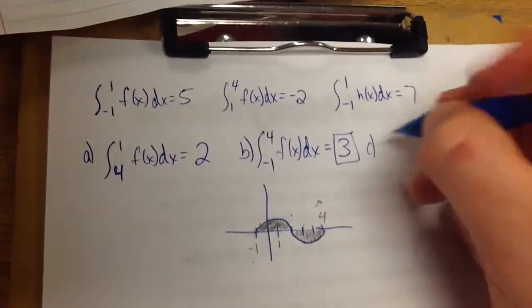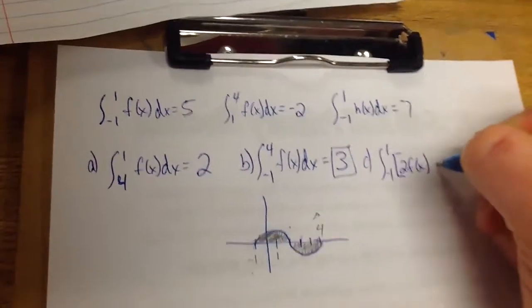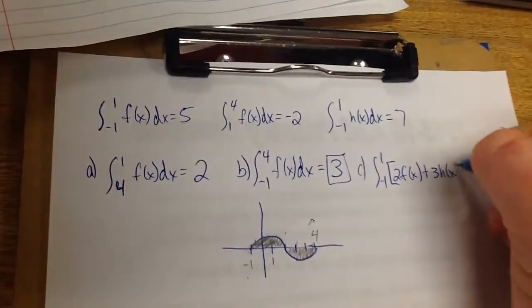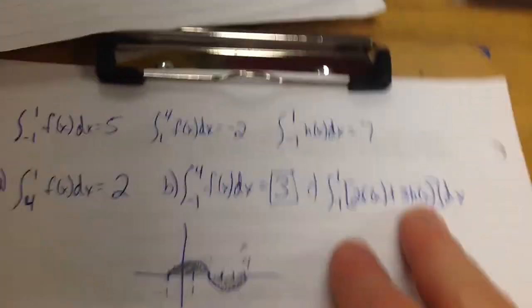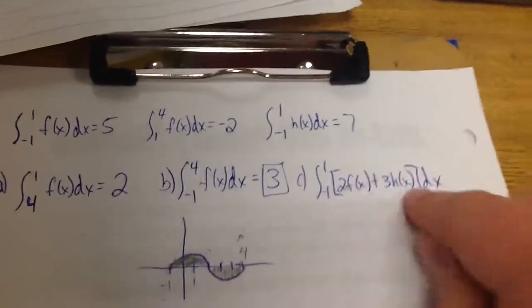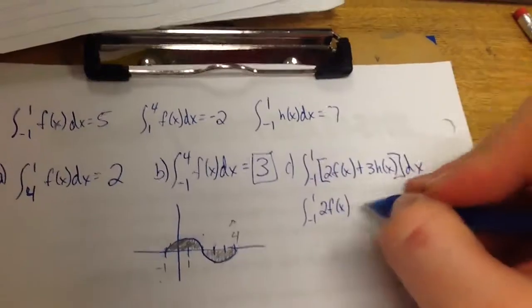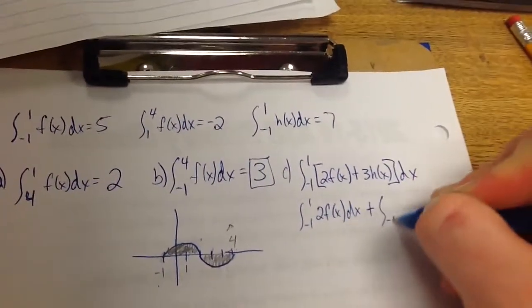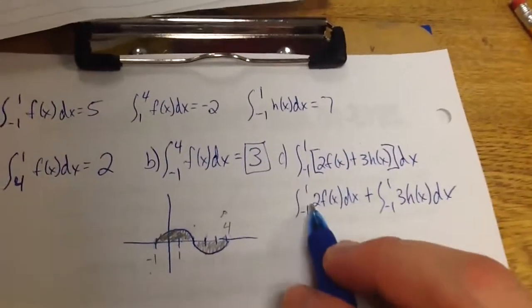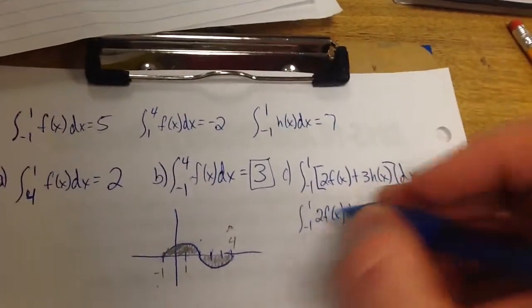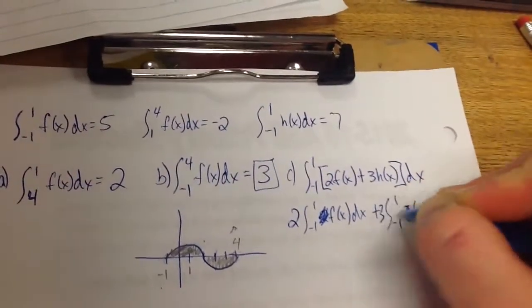C was the integral from -1 to 1 of 2 f of x plus 3 h of x dx. Well, this is just the constant multiple one, and the addition one. If you have stuff added, you could break it apart and do them separately, and you don't have to show this work. So I could separate those like that, and then I could bring the 2 out front, and I could bring the 3 out front, right? So that's actually 2 times this integral, and 3 times this integral.